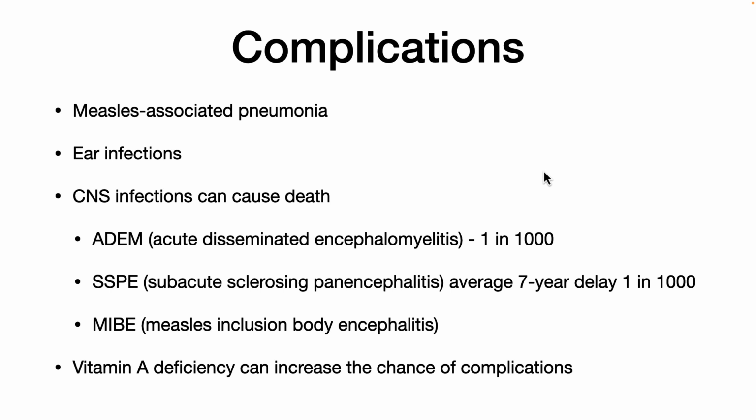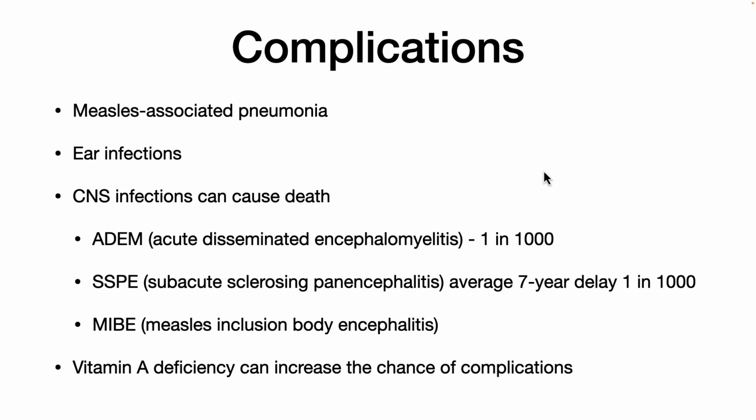Measles itself can also cause death if it infects the central nervous system. ADEM, acute disseminated encephalomyelitis, occurs in 1 to 1,000 patients and is often fatal. SSPE, subacute sclerosing panencephalitis, occurs an average of 7 years later and in most cases is fatal. Measles inclusion body encephalitis is more rare, and in fact, it is something that only happens in immunocompromised patients. Being deficient in vitamin A can increase the chance of complications.